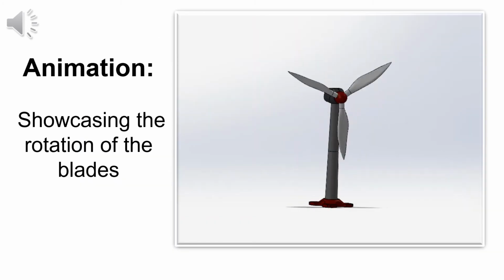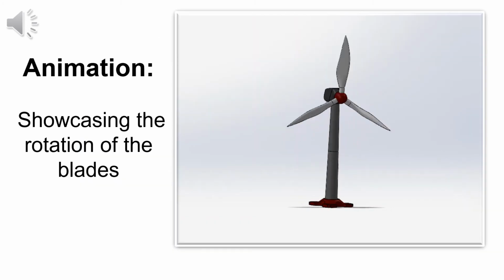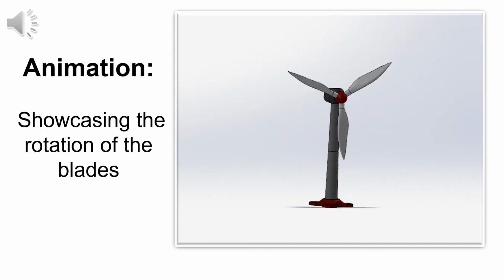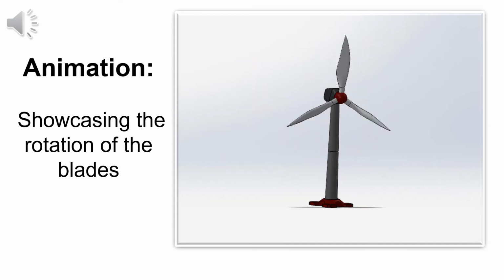The animation of the wind turbine is pretty straightforward. It showcases the rotation of the blades that are attached to the blade hub. Also, if the animation works, it means that each part was modeled correctly and assembled properly.